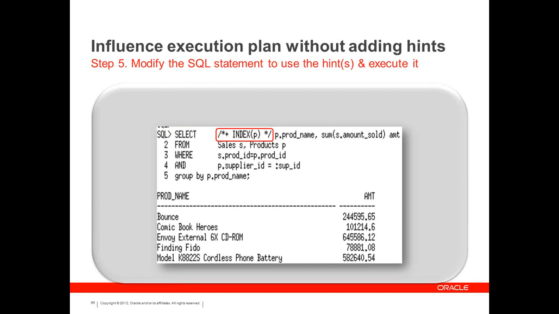I could have gathered private statistics. I could have set private statistics. In this case, I'm using an index hint and saying, I'd like you to use an index on the products table. So we'll go ahead and run that.